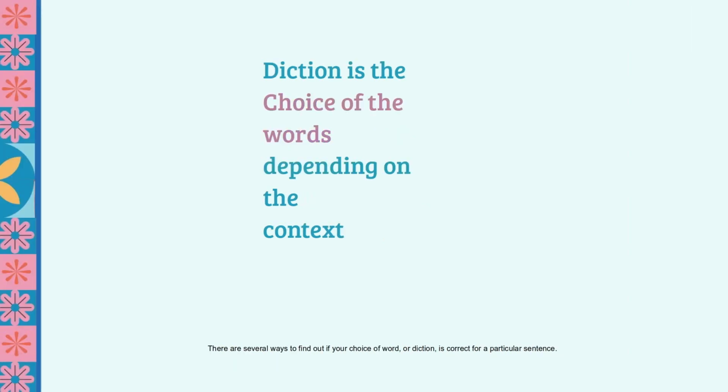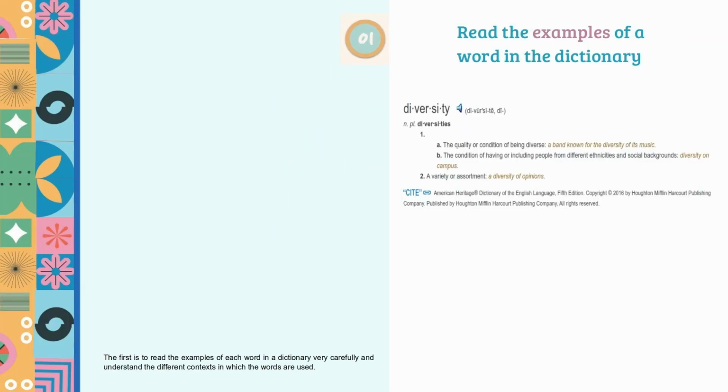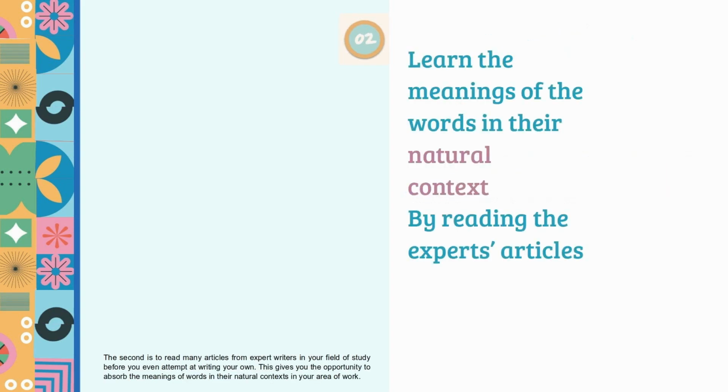There are several ways to find out if your choice of word or diction is correct for a particular sentence. The first is to read examples of each word in a dictionary very carefully and understand the different contexts in which the words are used. The second is to read many articles from expert writers in your field of study before you even attempt writing your own. This gives you the opportunity to absorb the meanings of words in their natural context in your area of work.